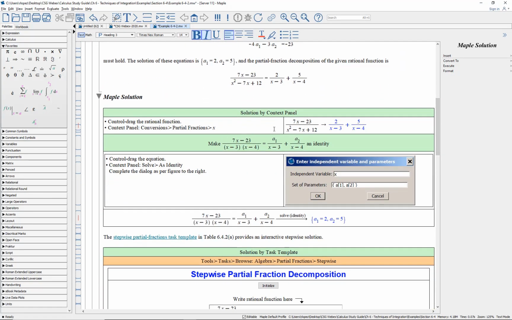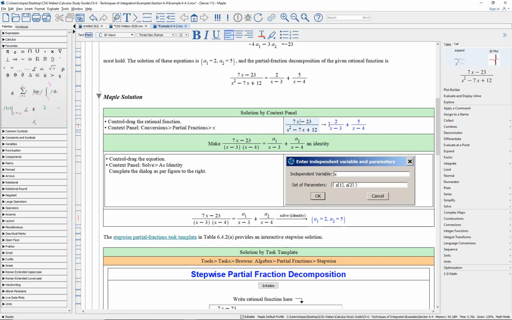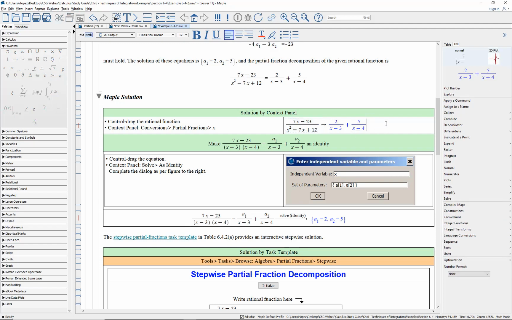First of all, if you put the rational function in place and go to the context panel for conversions, you find convert to partial fractions. Variable is x. There's the answer.